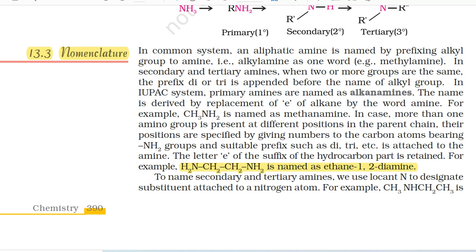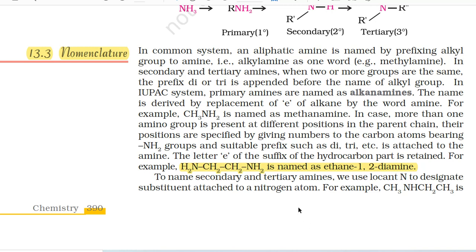In case more than one amino group is present at different positions in the parent chain, their positions are specified by giving numbers to the carbon atoms bearing NH2 groups, and suitable prefix such as di, tri, etc. is attached to the amine. The letter e of the suffix of the hydrocarbon part is retained. For example, H2N-CH2-CH2-NH2 is named as ethane-1,2-diamine.